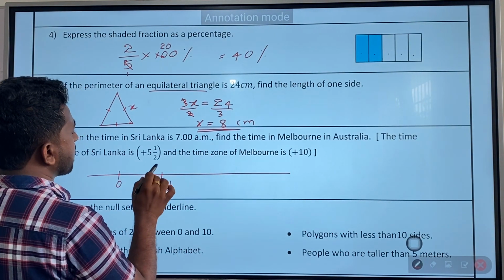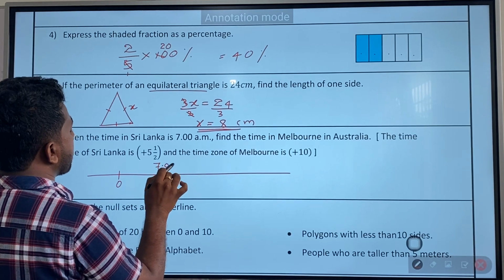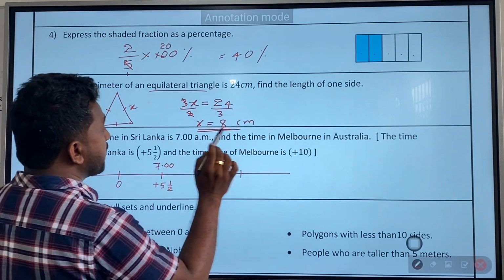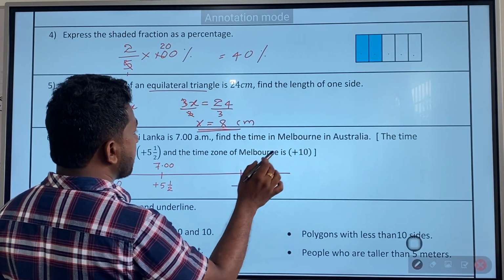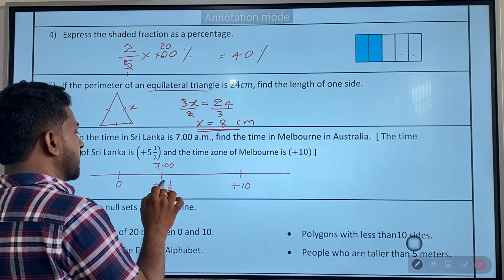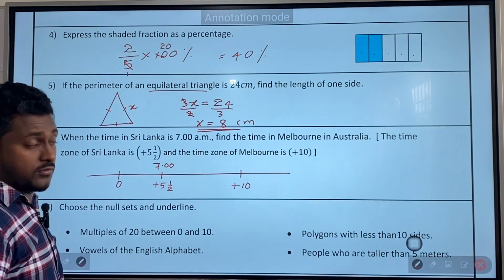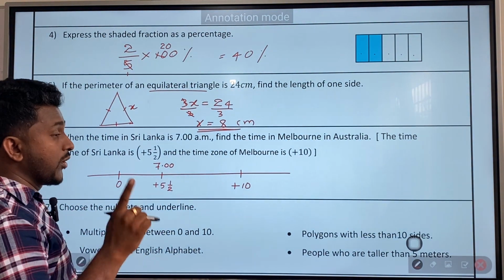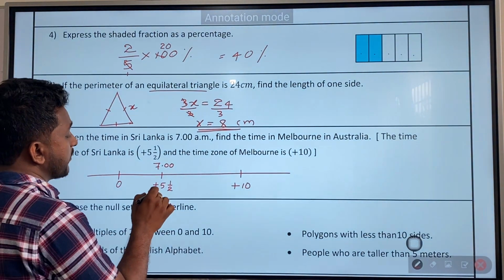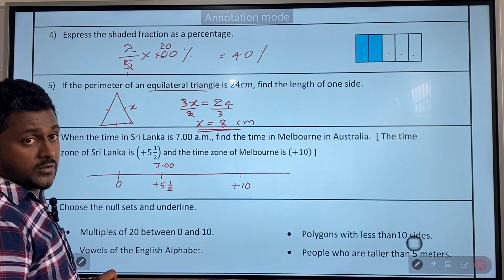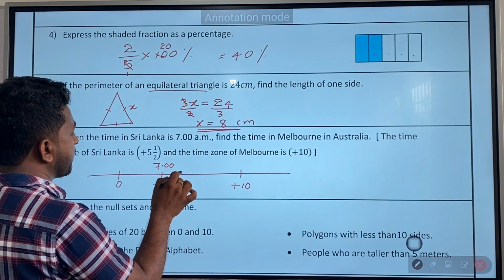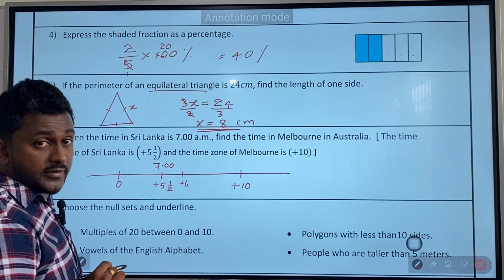So what is the time in Sri Lanka? 7 a.m. We want to find the time in Melbourne at that time. Melbourne is in the +10 time zone. When we go to the plus side of the timeline, we have to add 1 hour for 1 unit. Now we are at 5.5, where the time is 7 a.m. Then the next after 5.5 is +6.